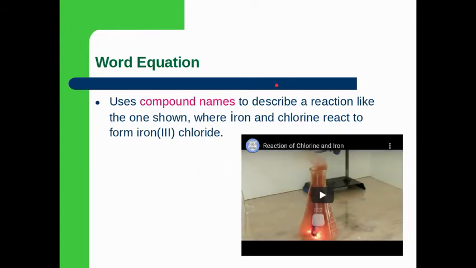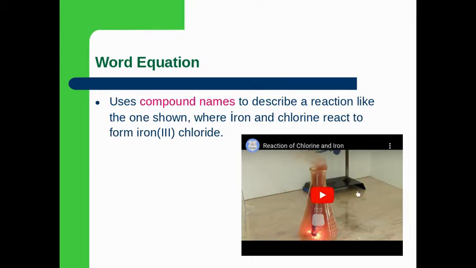All right, so we're going to start with a word equation. And a word equation uses these symbols that I've just given you, the arrow, the plus sign, and then the S, L, G, and AQ, along with the compound names to describe a reaction. And there is a reaction here in a video.